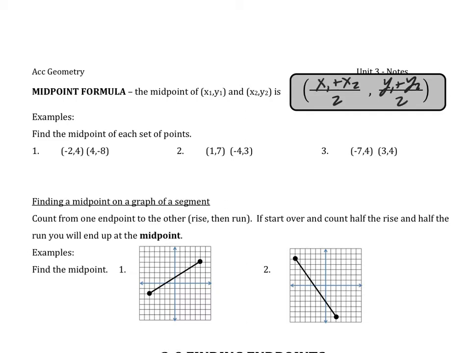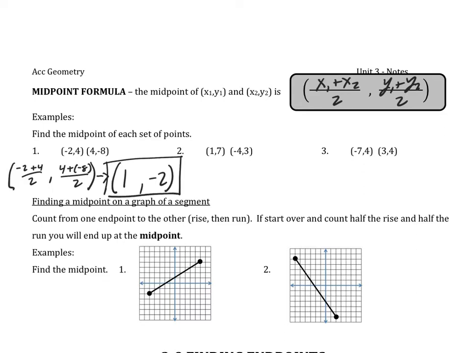Okay, so let's put this to use. We're just going to plug right into the formula. Our midpoint is going to be the average of our x's, so -2 plus 4 divided by 2. And then our y value is going to be the average of our y's, so 4 plus -8 divided by 2. And then we just want to simplify, right? So -2 plus 4 is 2, divided by 2 is 1. 4 plus -8 is -4, divided by 2 is -2. And that's the midpoint of those two points.